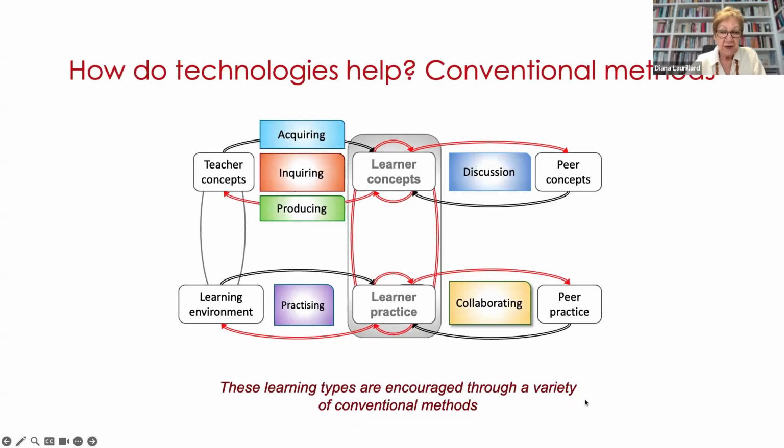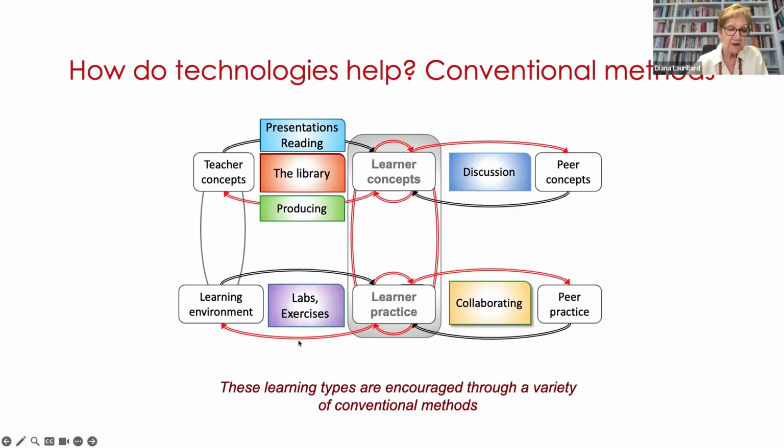So when it comes to thinking about how we can use technology to help, well, let's just think about conventional methods for learning through inquiry, presentations, reading, things like that, very common. Learning through acquisition. Through inquiry, we send students to the library. Through practice, we use labs and exercises. Through discussion, we have small group discussions. Through collaboration, we have group projects. And through producing, we ask people to write essays or reports or something like that.